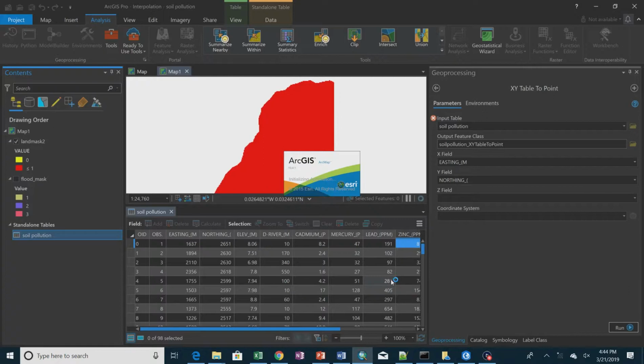No, don't choose a coordinate system. This data is not really in a coordinate system that ArcGIS knows about. So leave the coordinate system blank, and it's not going to be in a coordinate system. But it'll be in the same coordinate system as the map, as the land mask. So this is going to pop up real quick, and I'll be able to fix this.